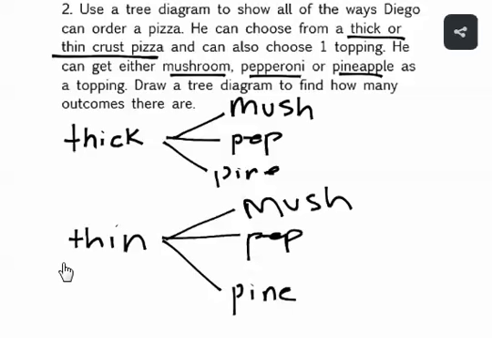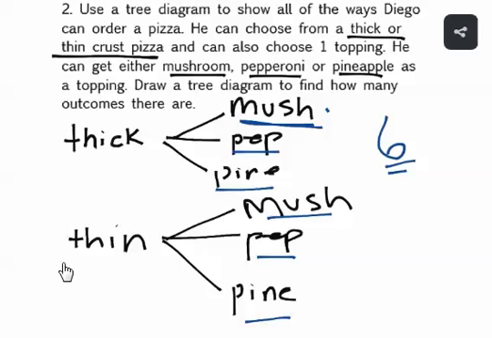So then I would say, well, how many different outcomes are there of the type of pizzas he can order? You count the farthest over to figure out how many possible outcomes. He can get 1, 2, 3, 4, 5, 6. He has a total of 6 different options of types of pizzas he can choose from.